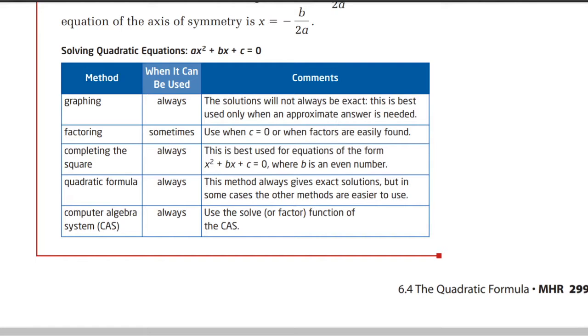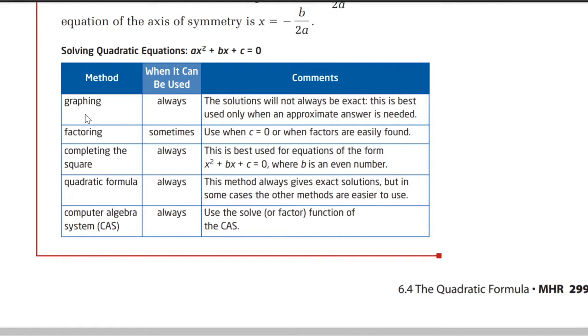Okay, so what we have here is a little table, solving quadratic equations. You can use this to help judge when you should use which method. You can always try and graph an equation. The solutions won't always be exact, but it's a good way to get an approximate answer when you're just looking for an estimation, a quick look at what it looks like. Graphing's a good way to get an approximate solution.